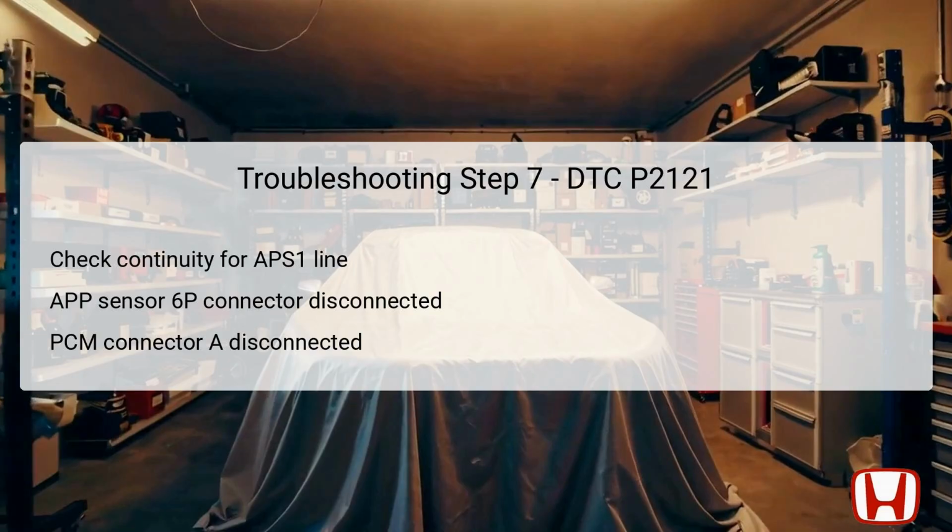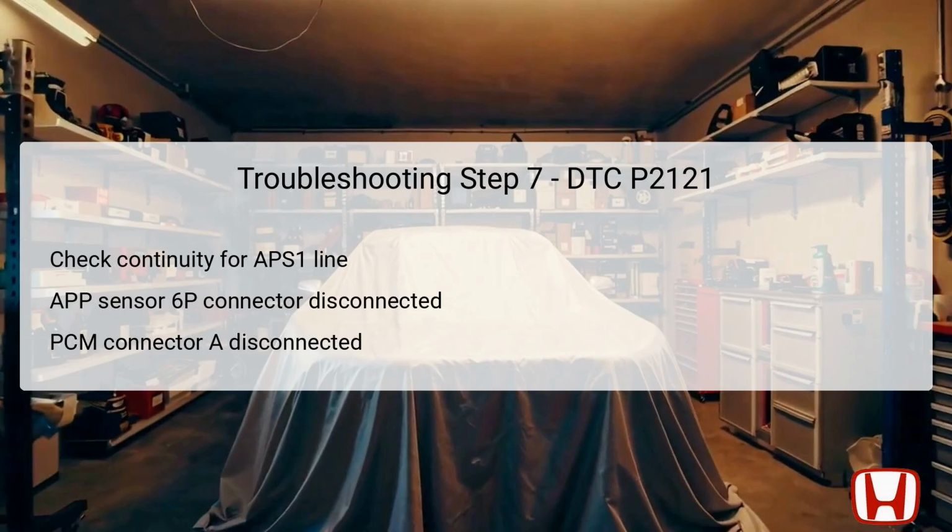Step 7 continues with the open wire check specifically for the APS1 line. Ensure that the vehicle is still in the off-lock mode for safety, with both the APP sensor 6P connector and PCM connector A disconnected. For continuity testing, measure between terminal number 6 of the APP sensor connector and terminal number 32 of the PCM connector A.